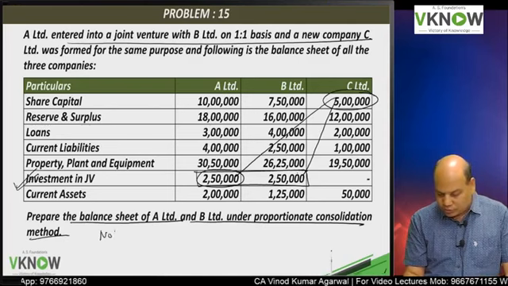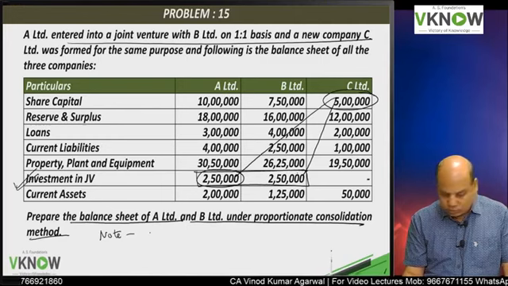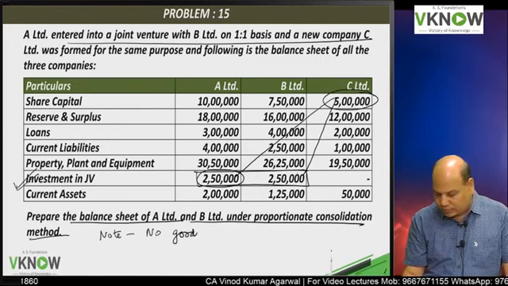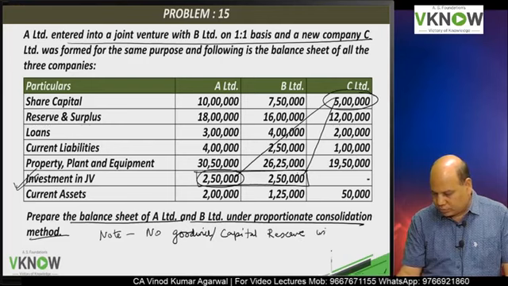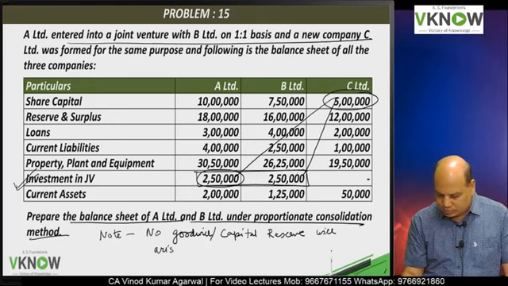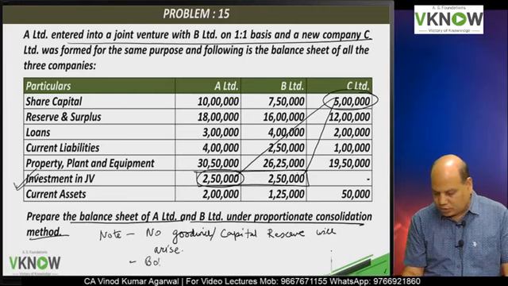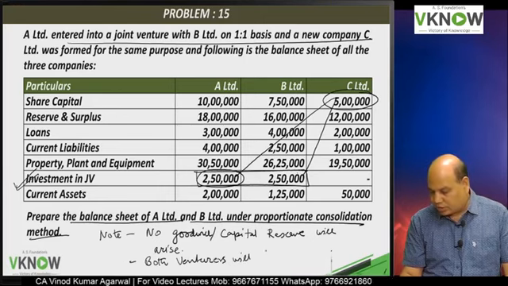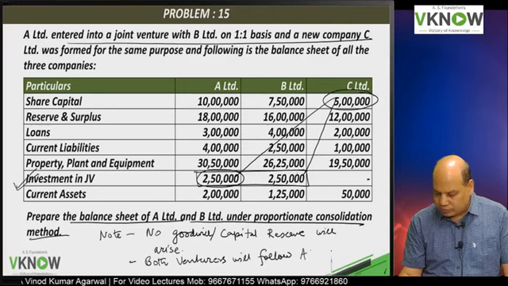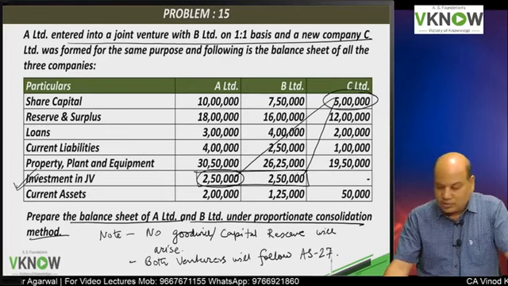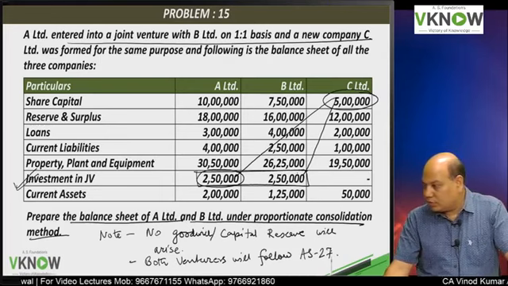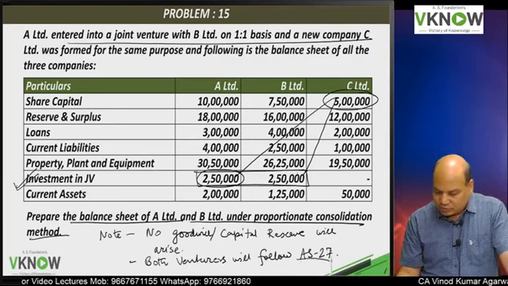Okay. So first note, no goodwill or capital reserve will arise. Second, both venturers will follow AS27. Both venturers will follow AS27. Right?